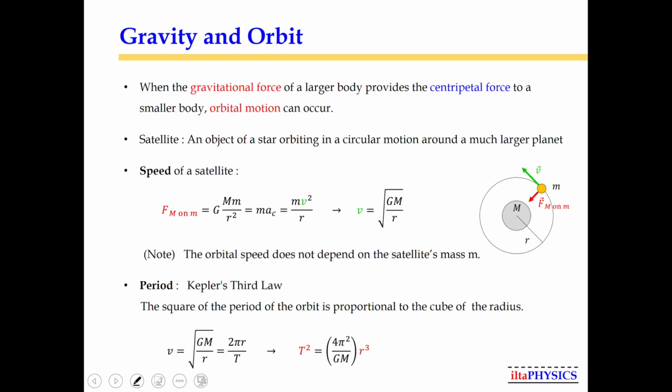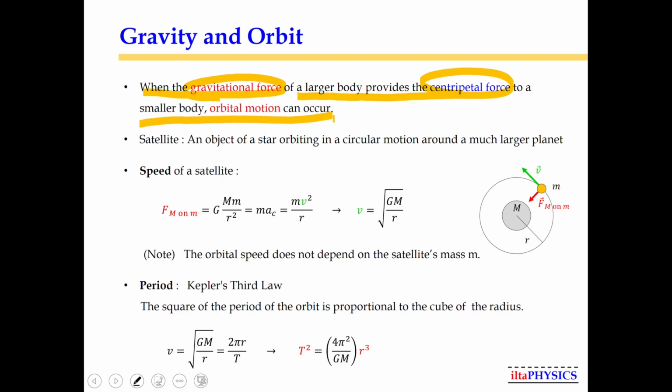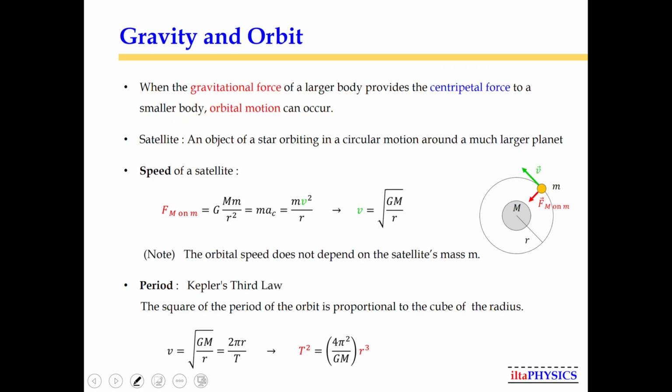Finally, let's think about an interesting type of motion caused by the gravitational attraction of a massive object, like a planet. Imagine there's a small object with mass small m moving around a much larger object with mass capital M. If the large object's gravitational attraction acts as a centripetal force, then the smaller moving object will follow a circular path, performing orbital motion. An object that moves around a planet like this is called a satellite.